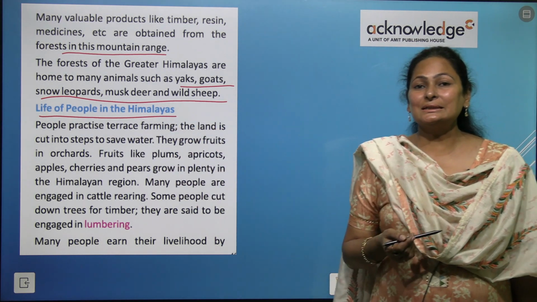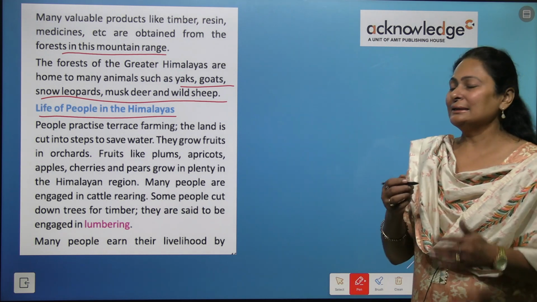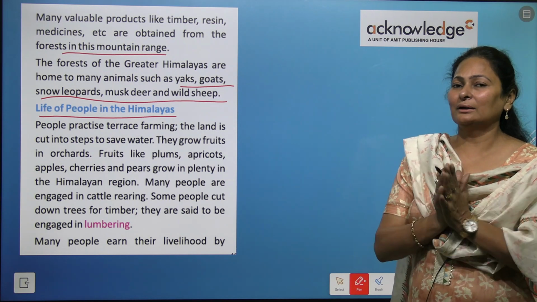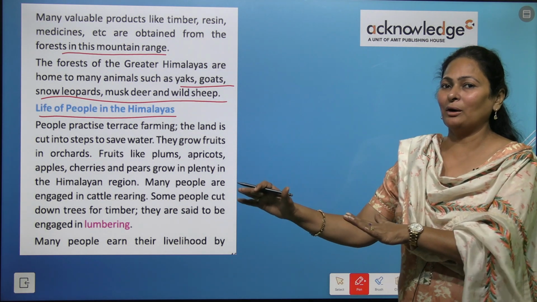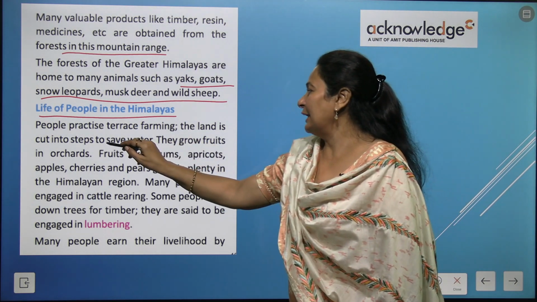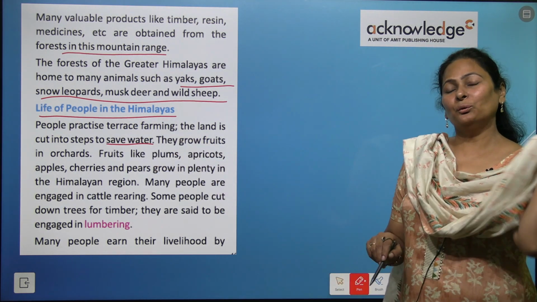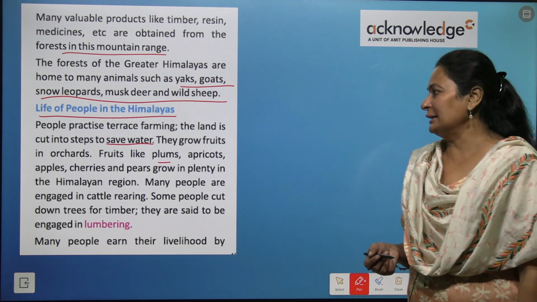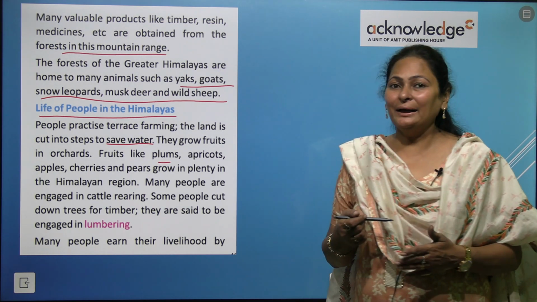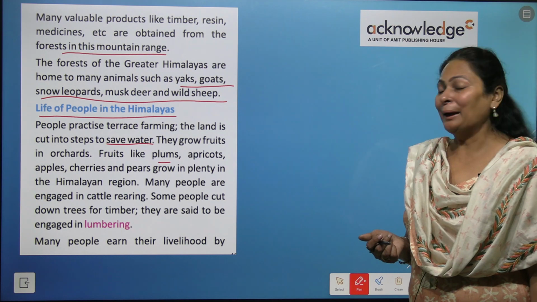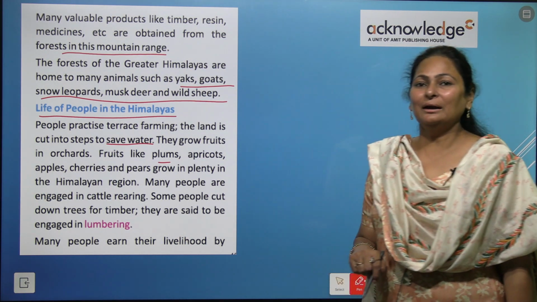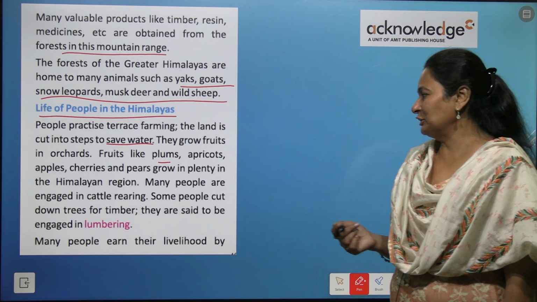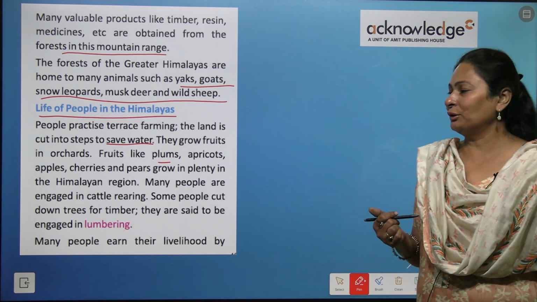People practice terrace farming, right? The land is cut into steps, and step farming means the people are growing crops in the steps. The mountains are cut into steps to save water. They grow fruit in orchards, fruits like plum, apricot, apples, cherries, pears grow in plenty in the Himalayan region. Many people are engaged in cattle rearing too. So this is their profession, cattle rearing, and farming is the main occupation.